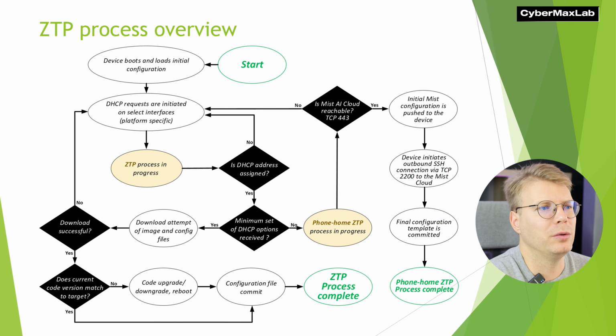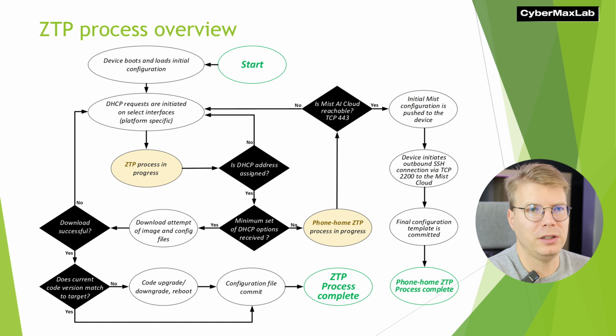Let's talk about the ZTP process overview. So this is a simplified diagram. We'll start at the top from the start oval. Initially, when you take the device out, you connect it to power, it starts booting, and you connect it also to a network via onboard interface or a management interface. The device boots up and starts the ZTP process. It starts sending the DHCP messages out of the selected interfaces, which is platform specific, and it tries to get a DHCP address. If the DHCP address cannot be obtained on any interface, this cycle starts again, and basically everything restarts, the ZTP, not the device.